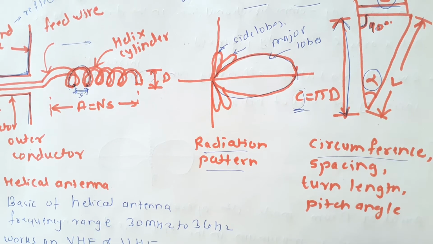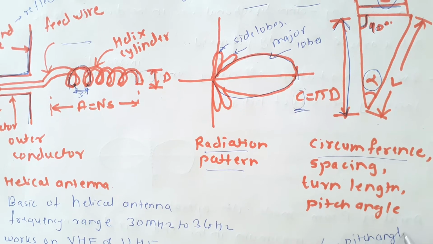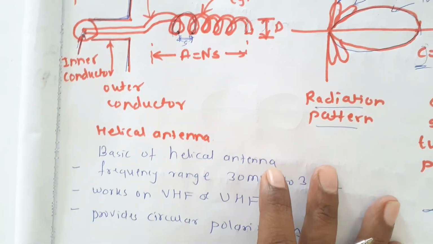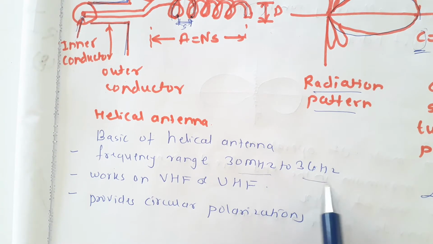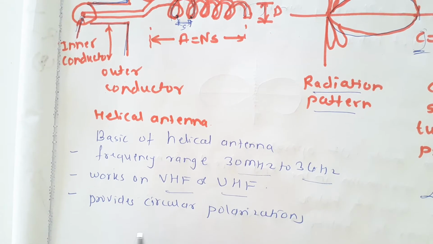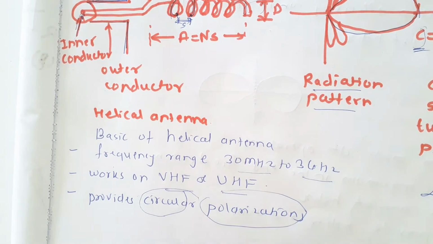That derivation we will see afterwards. Alpha is called the pitch angle. These are the basics of the helical antenna. The frequency range is 30 megahertz to 3 gigahertz. It works on very high frequency and ultra high frequency, and the most important point is that it provides circular polarization.